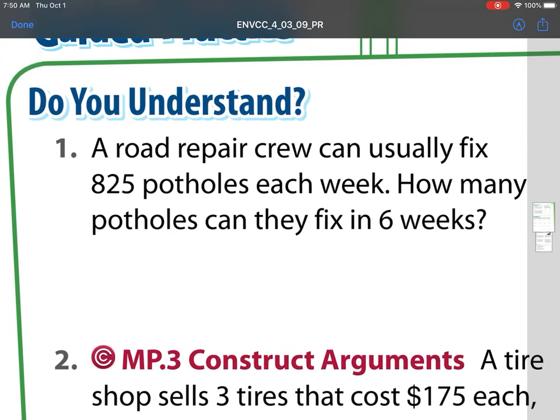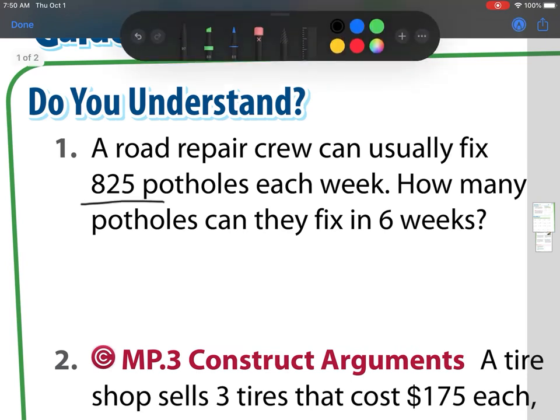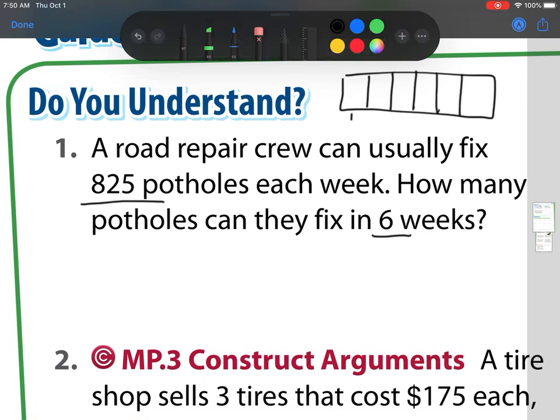So we have a road repair crew that can usually fix 825 potholes each week. How many potholes can they fix in 6 weeks? Well, we have a model, so let's draw a model. And we have 1, 2, 3, 4, 5, 6 weeks, just so we have that labeled. And then how much can they fix in each week? 825. That means each of these boxes is 825. So we could add that 6 times, or we can use multiplication.